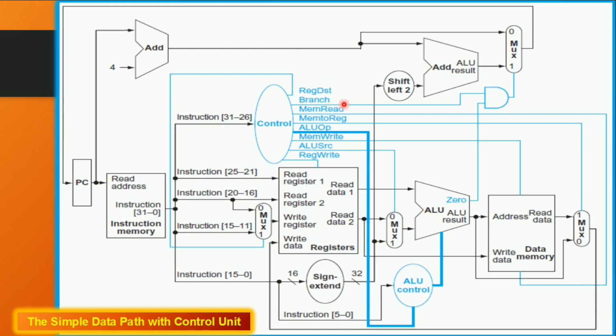The second control signal is the branch signal. The branch signal is asserted only for branching instructions. In all the remaining cases, the branch signal will be deasserted.